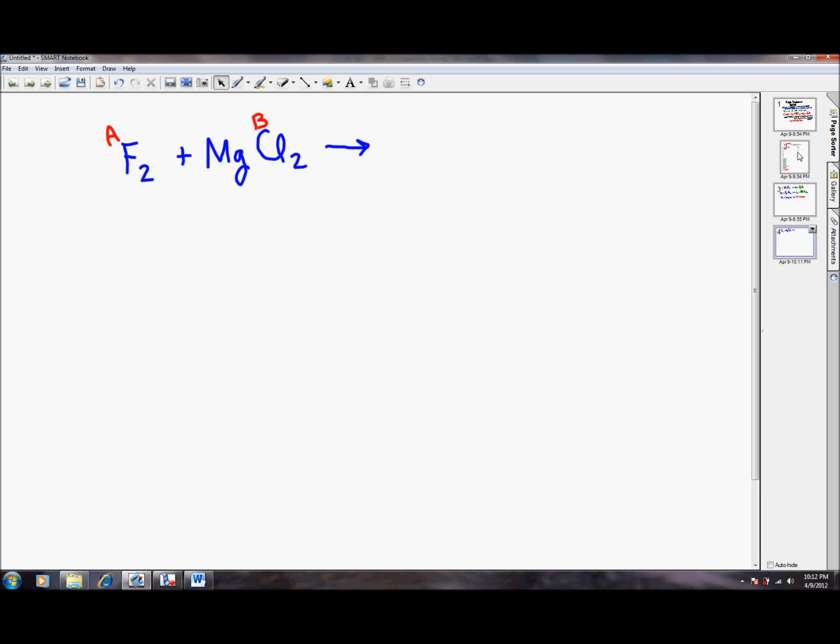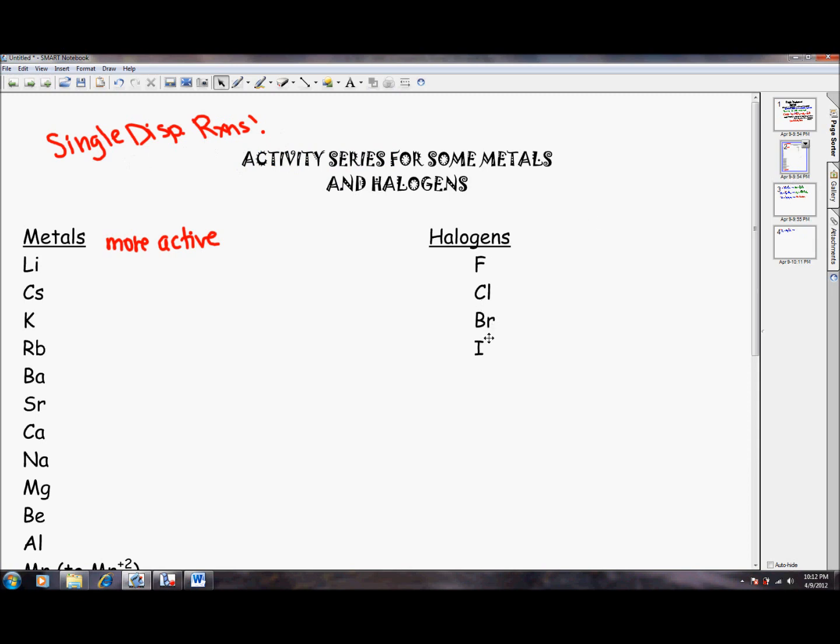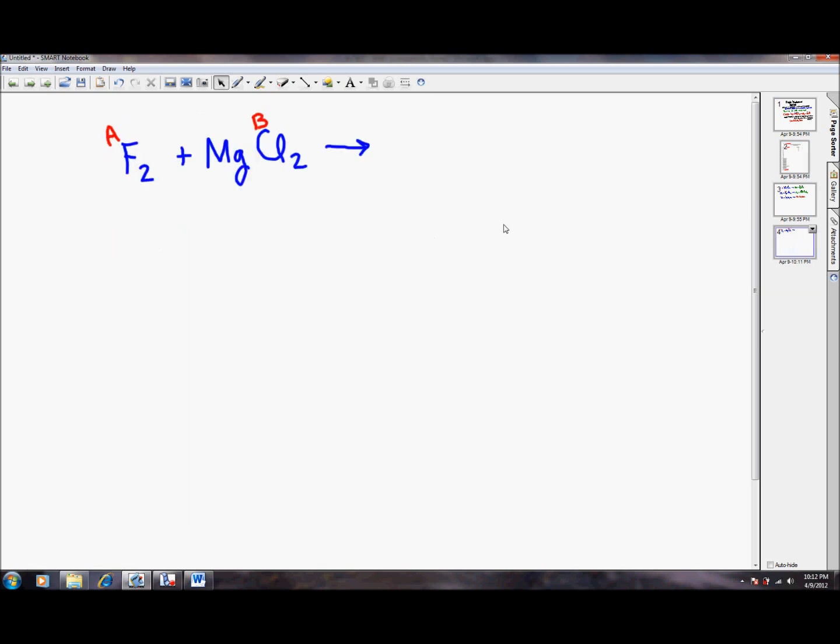So now we're going to compare the activity of fluorine versus the activity of chlorine on the activity series. Okay, so we go to our activity series, and fluorine is higher up than chlorine, so fluorine will be able to knock out or replace chlorine. So that means that the chlorine will get kicked out, and the chlorine will go back to being a diatomic element. And the magnesium and the fluorine will bond together.